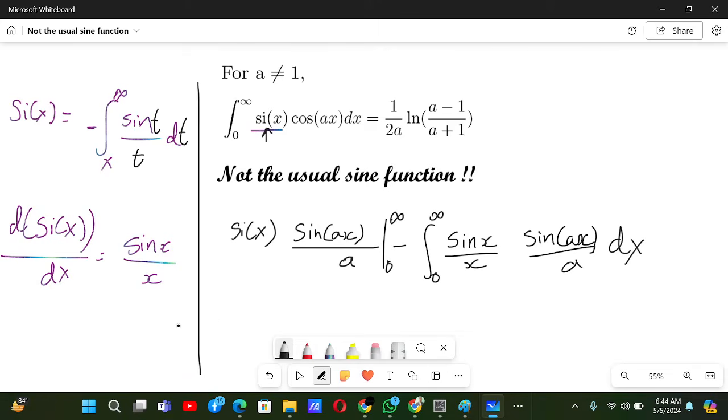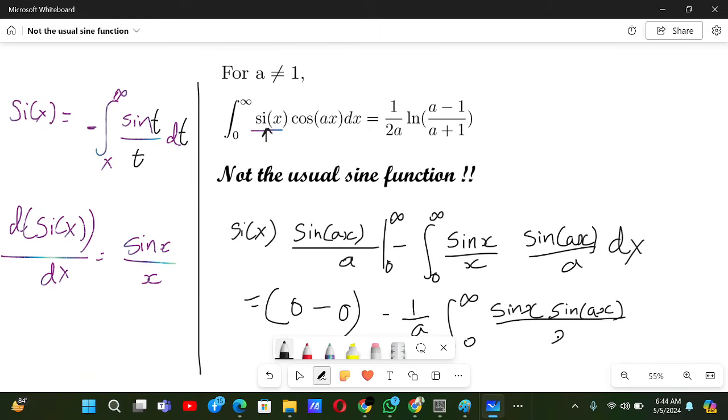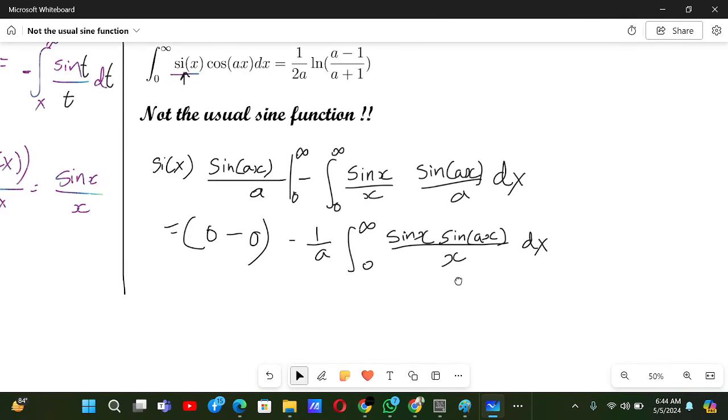Now this is from 0 to infinity. At infinity, the si function is 0. The other is between minus 1 and 1, and into 0 is just 0. Then minus it again 0. This is minus pi by 2, but this is 0, so again 0. And minus 1 by a, integral from 0 to infinity of sine x by x dx. Now there are two ways we can simplify this.